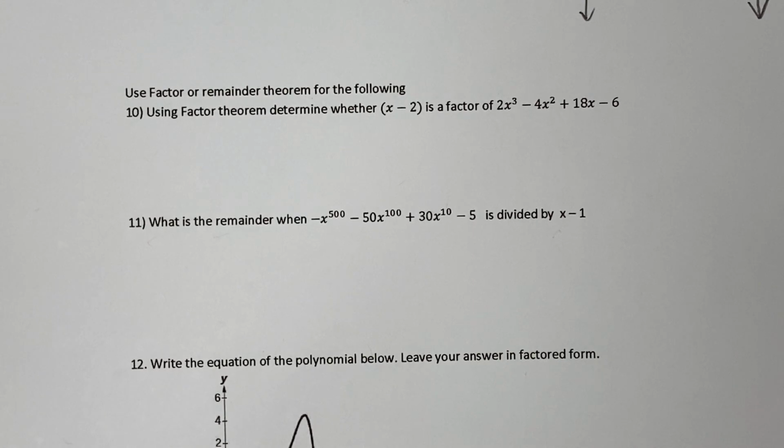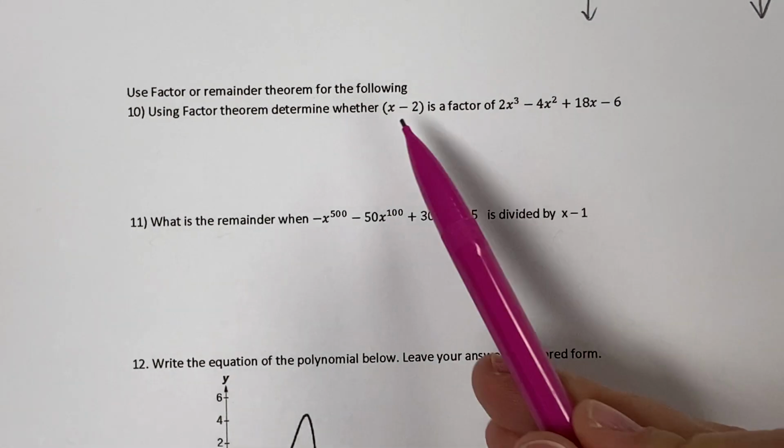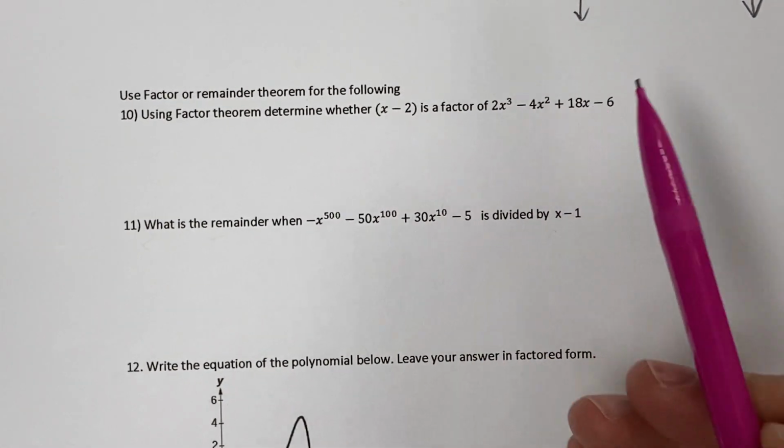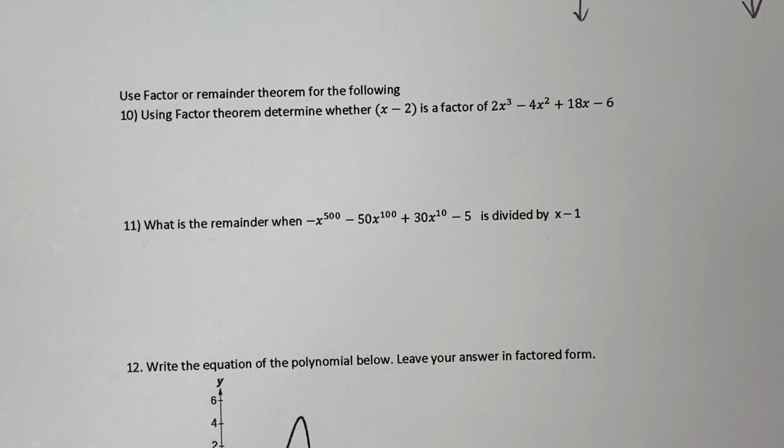Now, remainder and factor theorem, you're doing the same thing. You are plugging in the root into the x value to get the remainder. The remainder theorem just asks what's the remainder, so you would give it that number. Factor theorem just asks, is it a factor? So you're answering yes or no based on what the remainder is. So if the remainder is 0, you say yes, it is a factor.